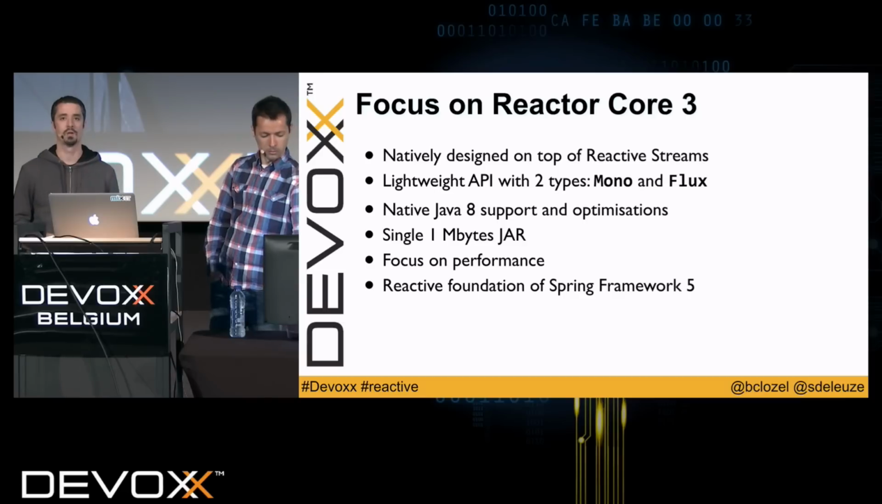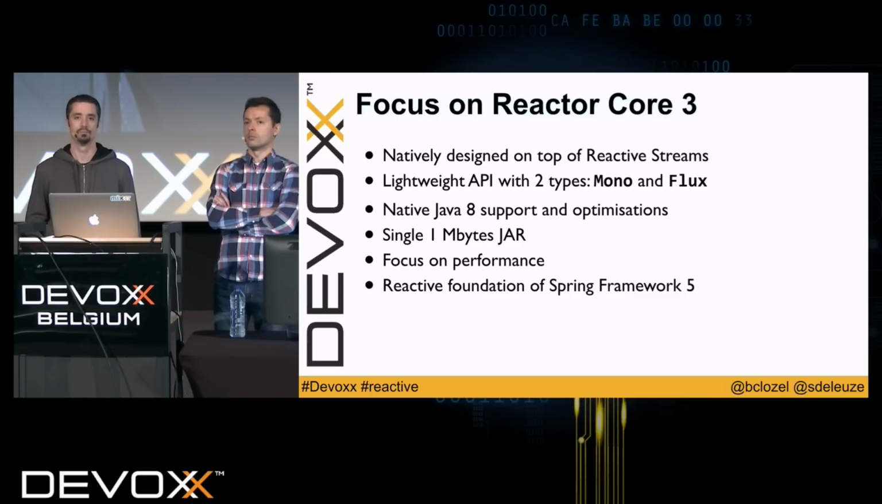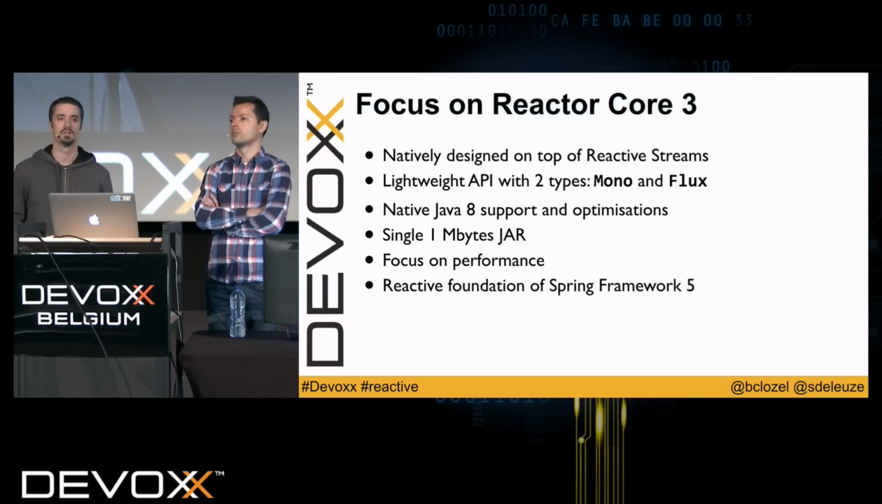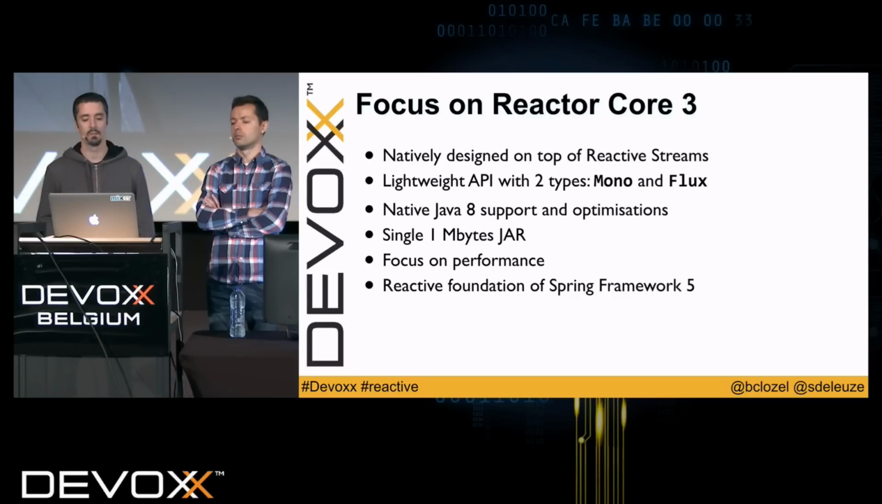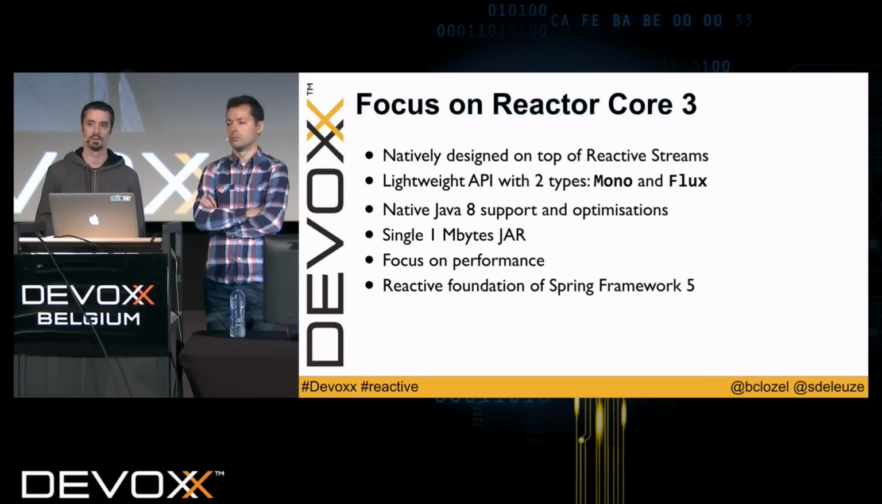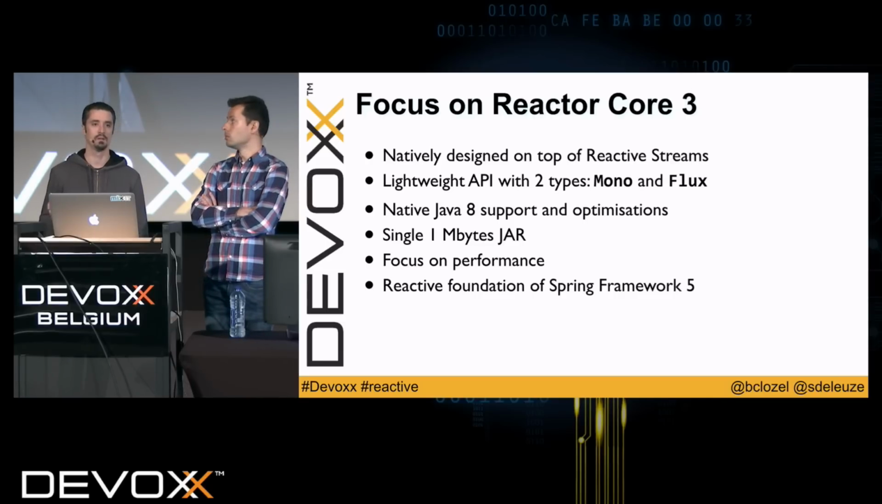It is built on top of Java 8 that allows us to do some optimization internally, and also to natively support Java 8 types like Duration and other types like that. That's a single 1 megabyte jar. RxJava 2 is 2 megabytes, I think. Focus on performance, and that's a reactive foundation. We are building Spring Framework 5 reactive support, so that's a big commitment. We are basing all the reactive infrastructure internally implemented in the upcoming Spring Framework version on that. So let me be clear, Reactor technically has no dependency on Spring. It's only Spring that has a dependency on Reactor for the reactive foundations.